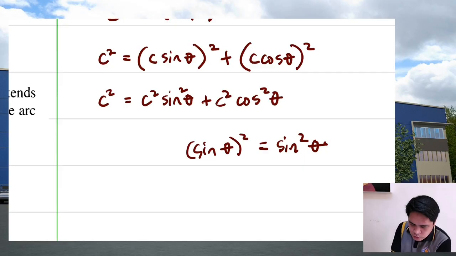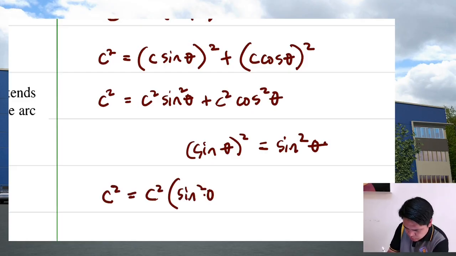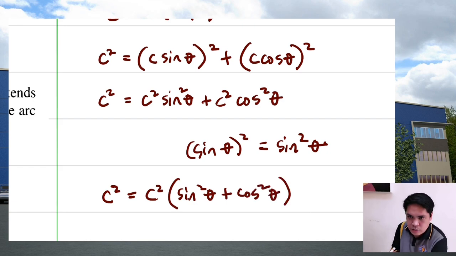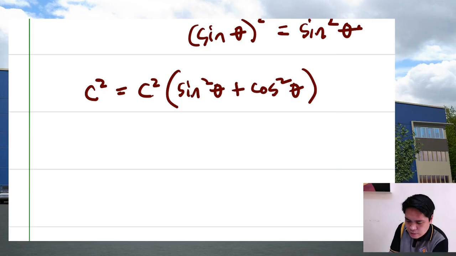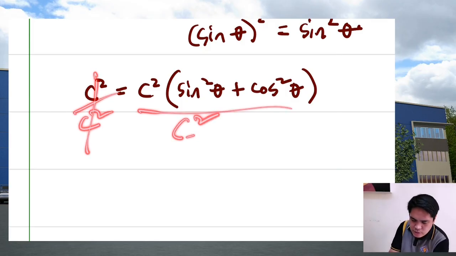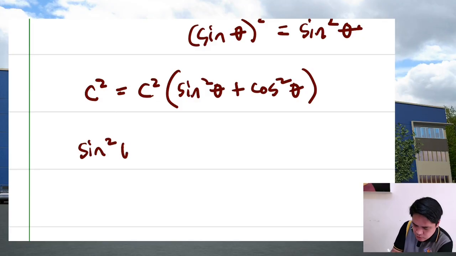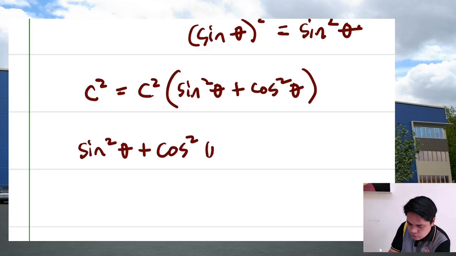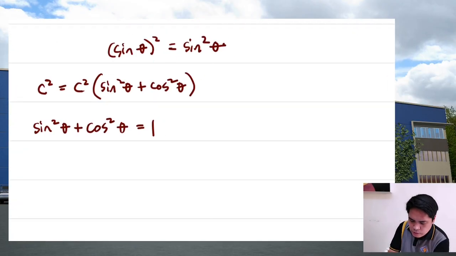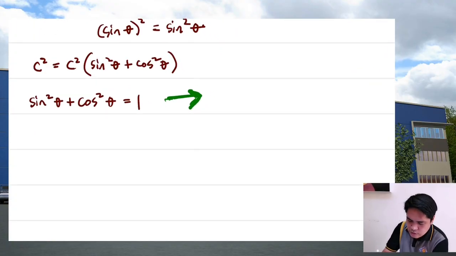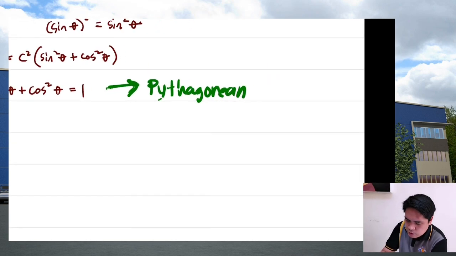Now, if we factor out C squared, that's common sa dalawang term. So we have C squared is equal to C squared times sine squared theta plus cosine squared theta. So from here, we divide both sides by C squared. So cancel na ito. So we have sine squared theta plus cosine squared theta equal to 1. Galing dito, we can now call this the Pythagorean, sorry, wrong spelling. Pythagorean identities.